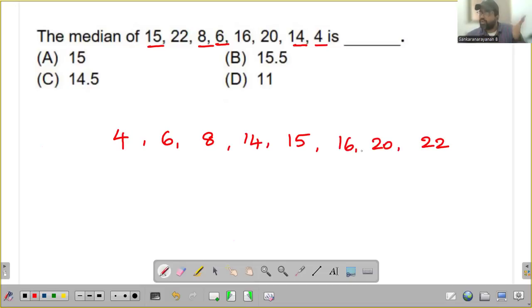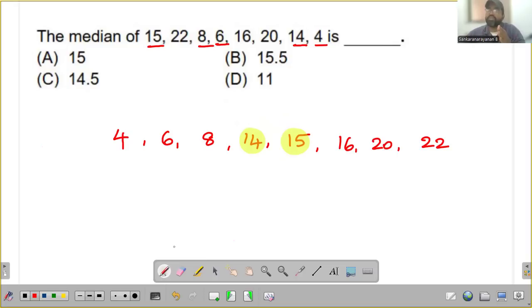Otherwise, up to this point it is more than sufficient, because with 8 observations I want to know the fourth observation and the fifth observation. I just want to find the arithmetic mean of those 14 and 15, and that will get me the median, because here the number of observations is even.